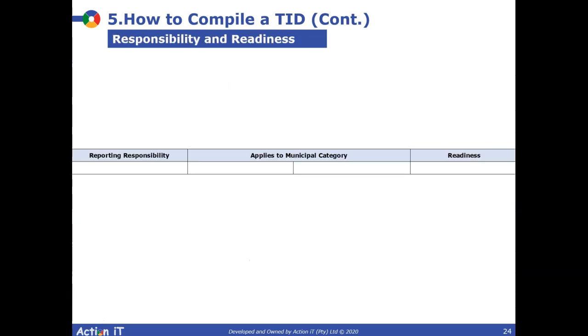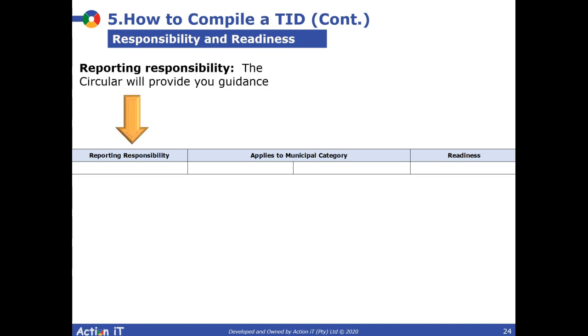We will now take a look at the responsibility and readiness section of the TID. In the reporting responsibility field, capture where the responsibility for reporting of the indicator lies. The circular provides guidance in this. In our example, shared will be captured, as it is a shared responsibility.